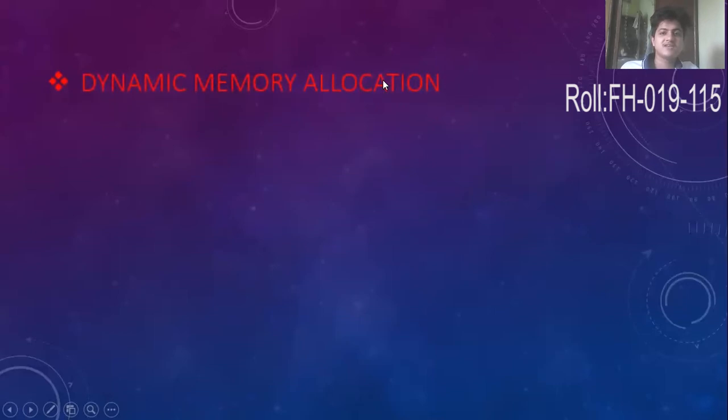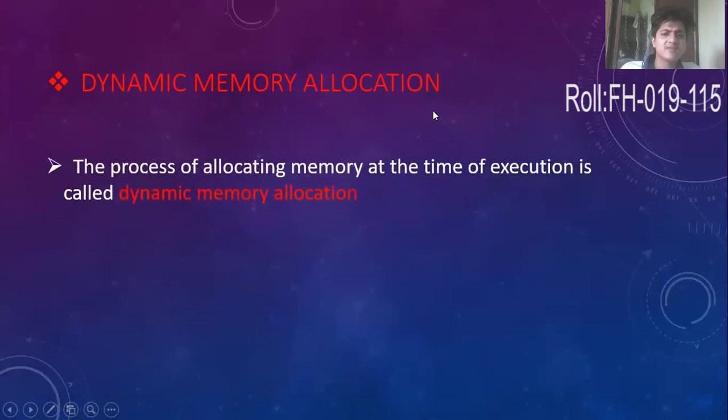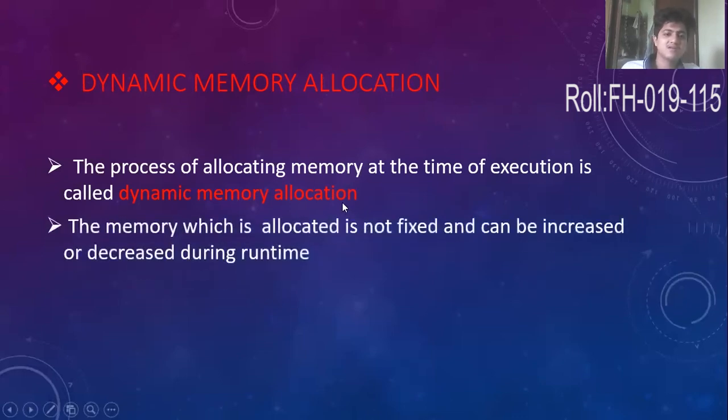In static memory allocation, there are some problems. So that's why dynamic memory allocation comes into the picture. First of all, we have to understand what dynamic memory allocation is. The process of allocating memory at the time of execution is called dynamic memory allocation. The memory which is allocated is not fixed and can be increased or decreased during runtime. It should be clear. You are allocating memory, so the user has flexibility. He or she can increase or decrease the memory size during runtime according to his or her needs.